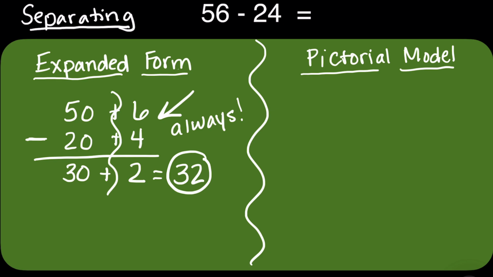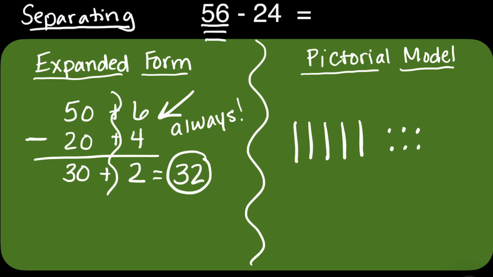Now let's talk about pictorial model. When we did pictorial model for addition, I drew both numbers. I drew 56 and I drew 24 and I put them together for the last addition example. I actually don't want to draw both numbers in subtraction because I'm taking away from a bigger number. So you only have to draw the bigger number in pictorial model for subtraction because you're going to be taking away from that picture to get your final answer. So let's just draw 56. 10, 20, 30, 40, 50. 1, 2, 3, 4, 5, 6.